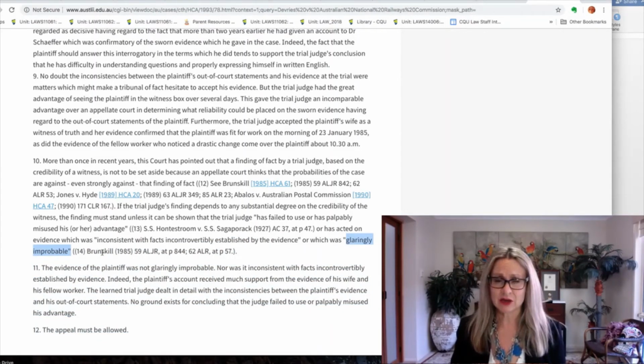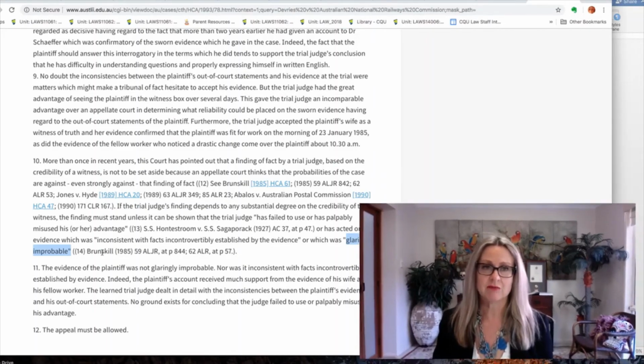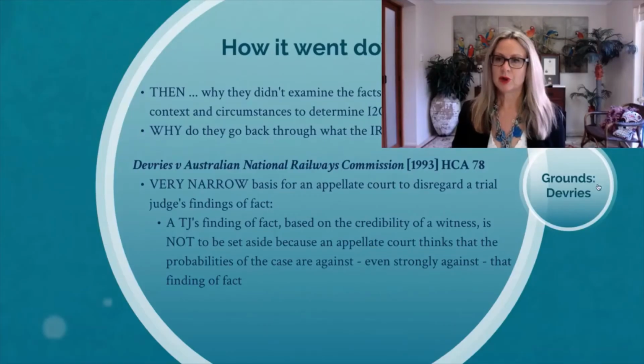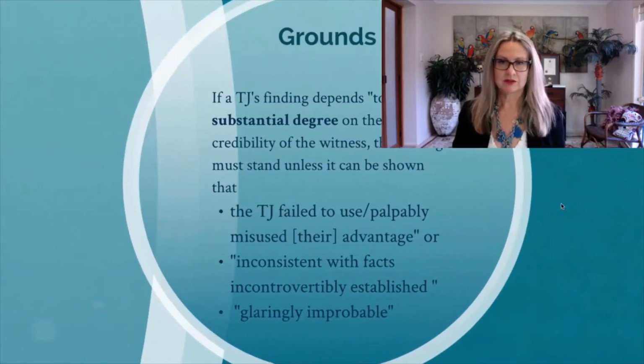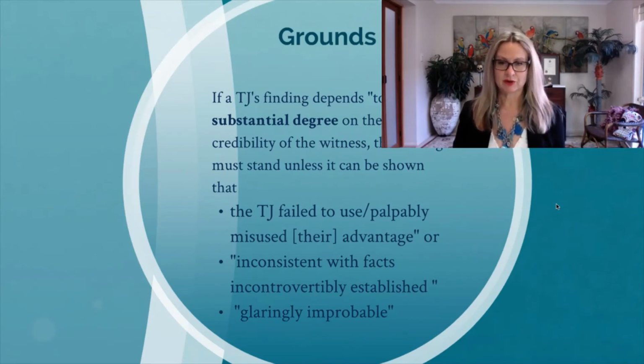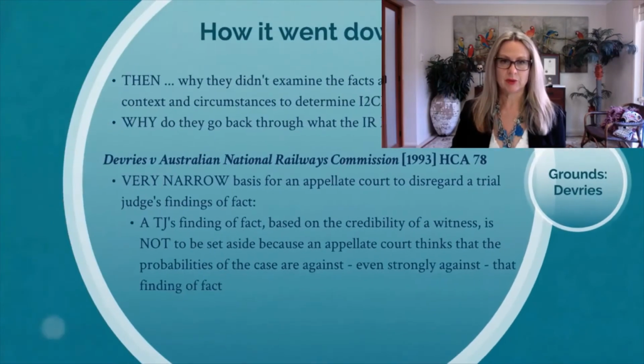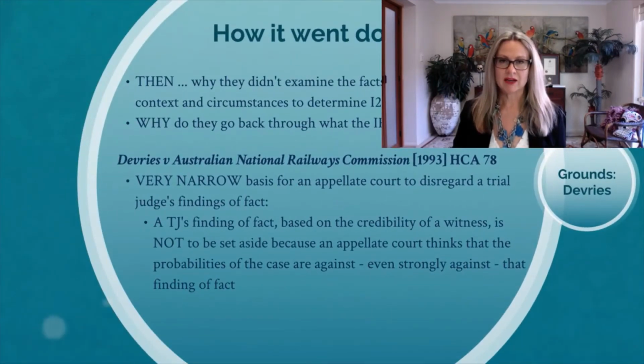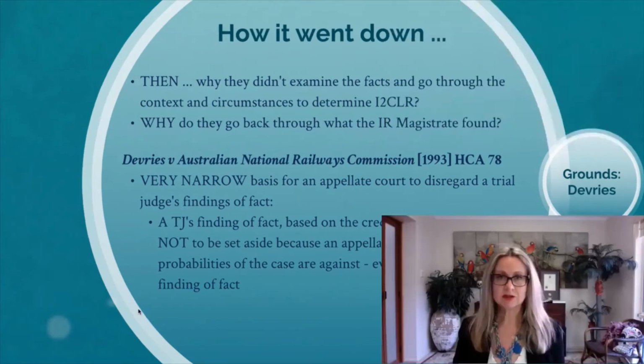They're really the only bases on which a trial judge's conclusions of fact can be disturbed. So if we go back to our Prezi, they're the grounds that I've popped in there for you. The trial judge failed to use, or palpably misused, their advantage, or the finding was inconsistent with facts incontrovertibly established, or it was glaringly improbable. So that explains why the court then went on to do what it did. I'll just take you to the decision now.